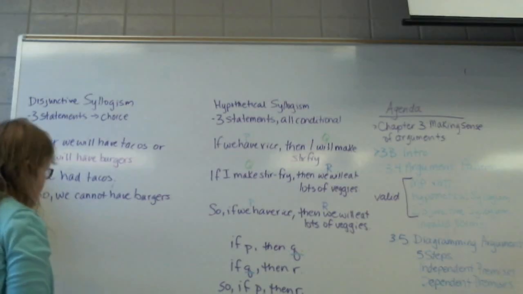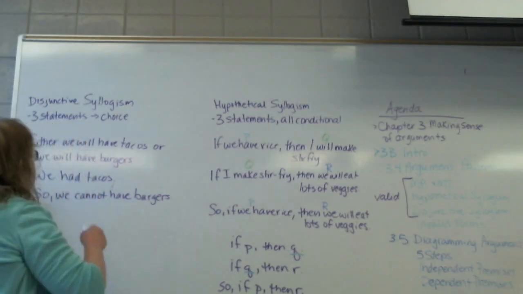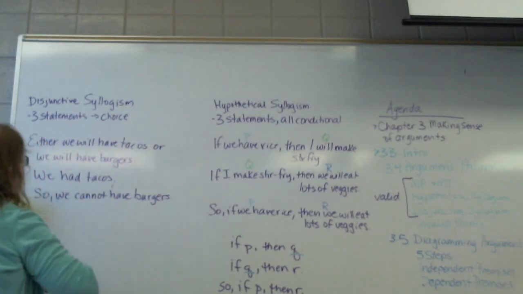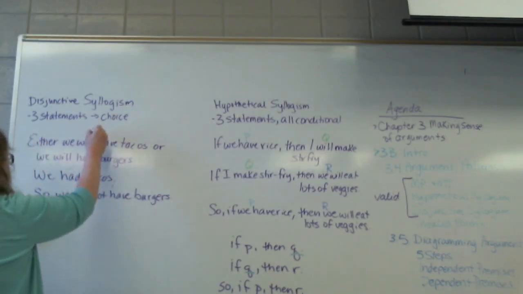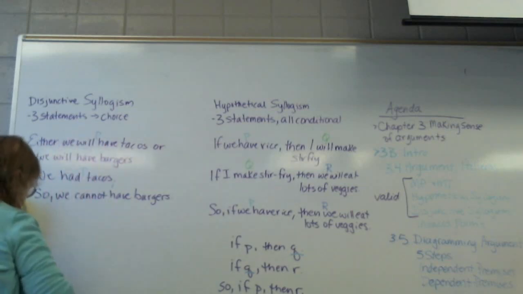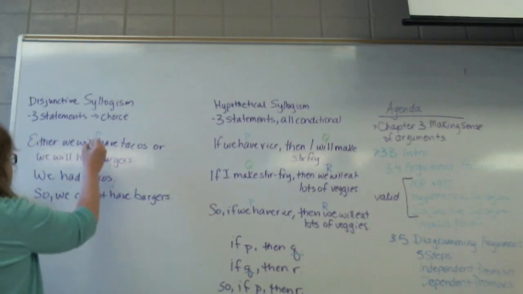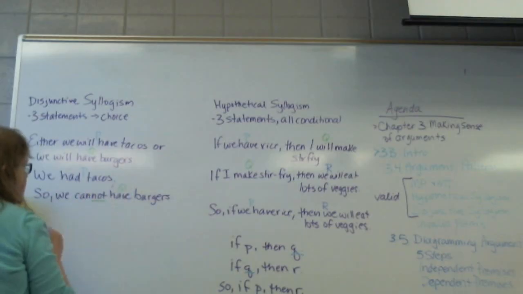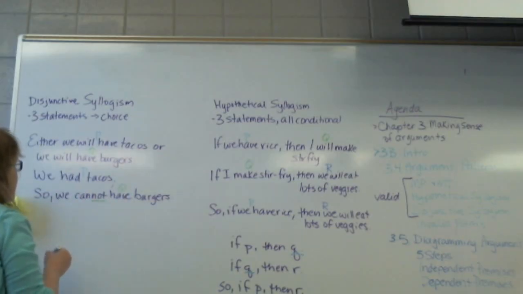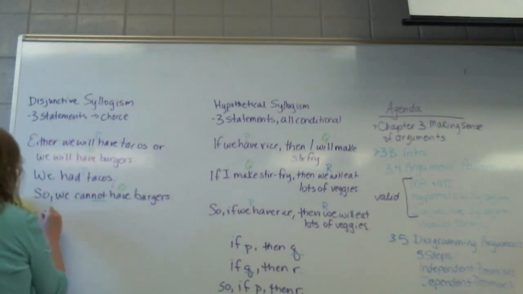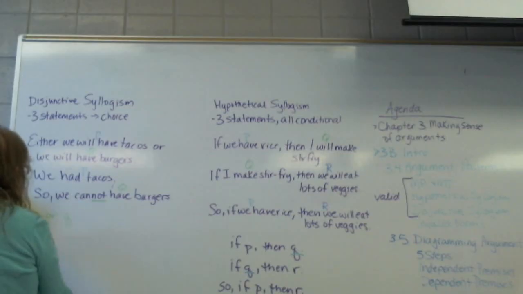And I'm going to give you those here in just a minute, but I want to walk through this first. Okay, so either we will have tacos, that's my first phrasing, so that's my P, and we go here, P again, and then, or we will have burgers, that's my Q, and here's a not Q. So P or Q, P, so not Q.